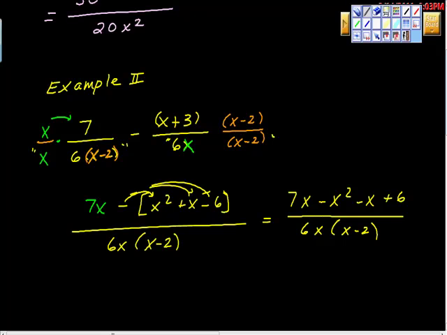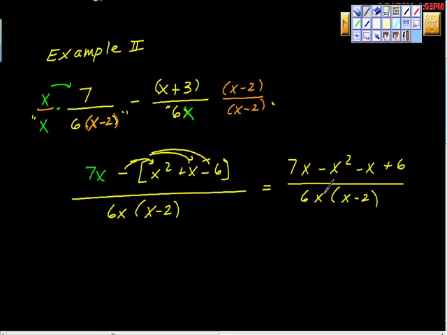A lot of cleanup work on this one, I think. Gonna rearrange these, right? Put these in correct order. So this negative x squared goes here. 7x's minus x is positive 6x's, isn't it? Plus 6.